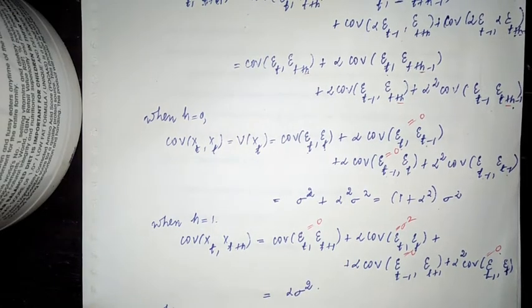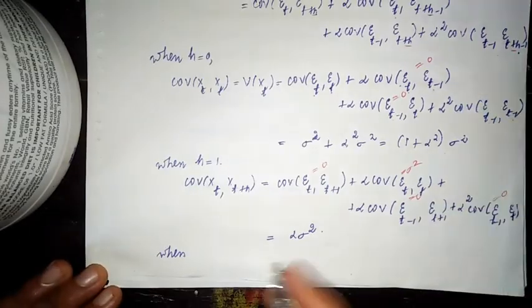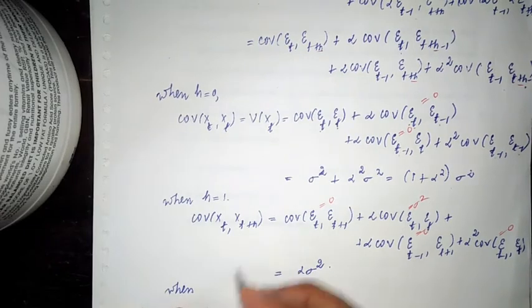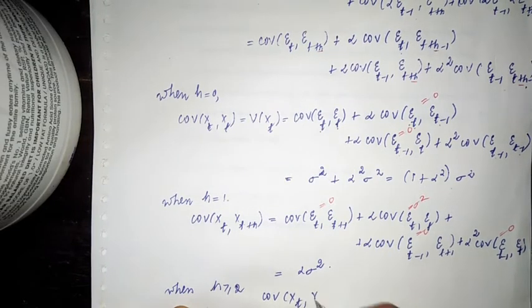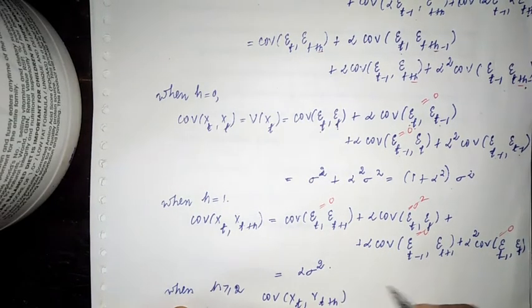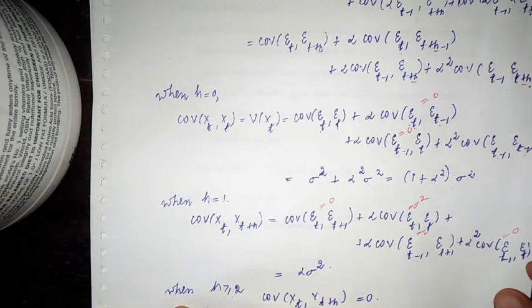So when h is greater than or equal to 2, what happens? Covariance between xt and xt plus h is 0, right? So that is well known. Whenever h is greater than or equal to q, covariance will be 0.